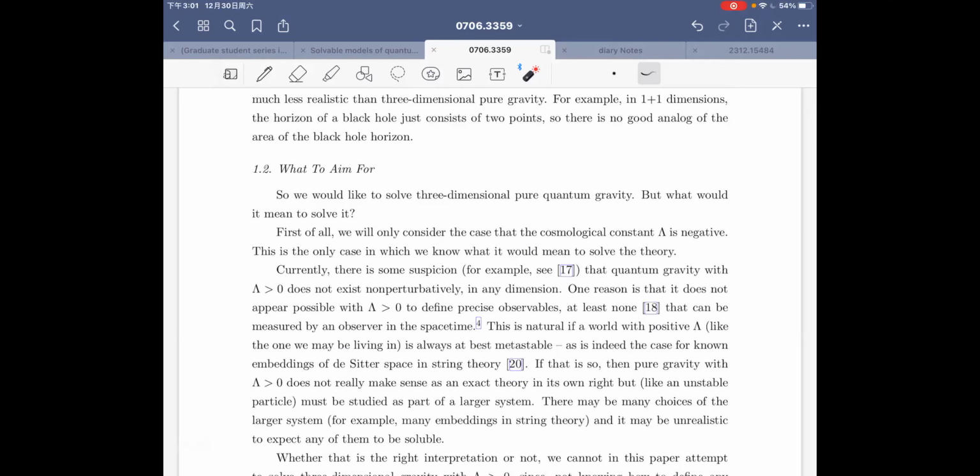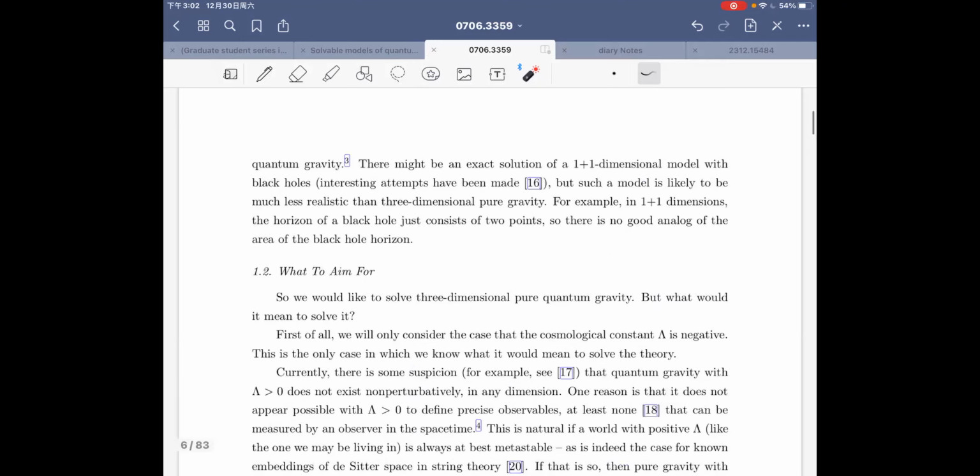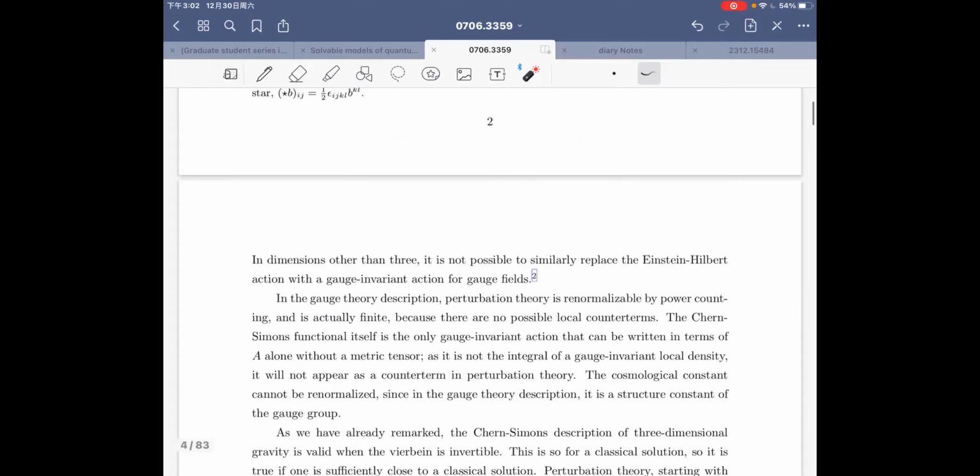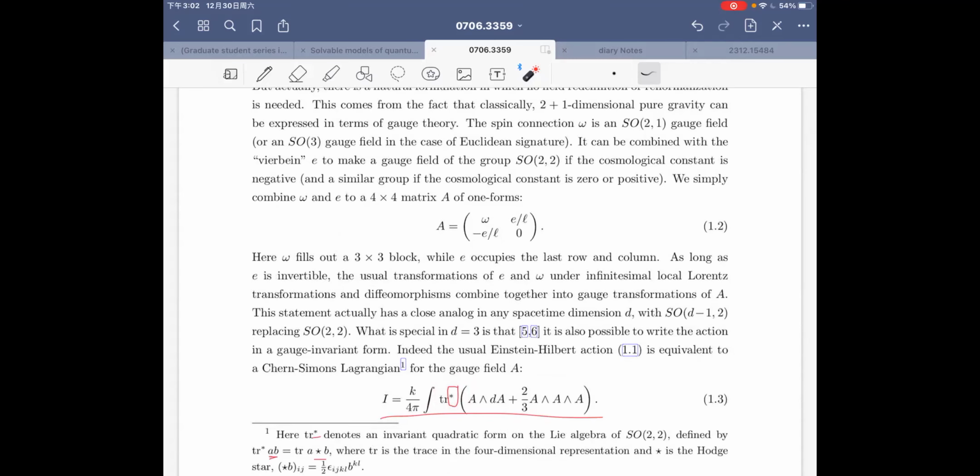Then we just have to write the Einstein-Hilbert action as Chern-Simons theory. But when we read the paper, we need to pay attention to the following points. The first one is in equation 1.3. Here, in 1.3, the trace's definition involves the whole star.